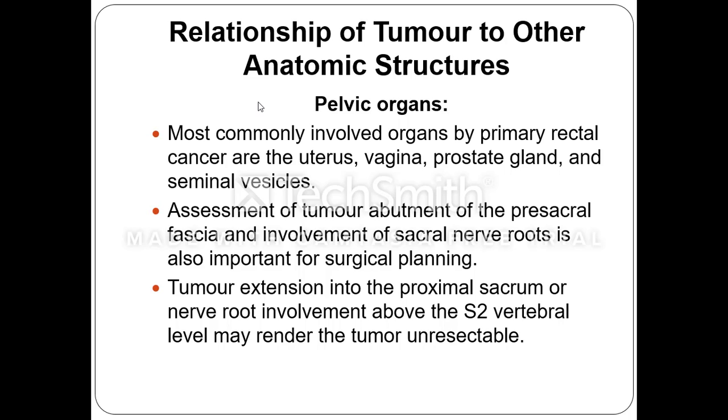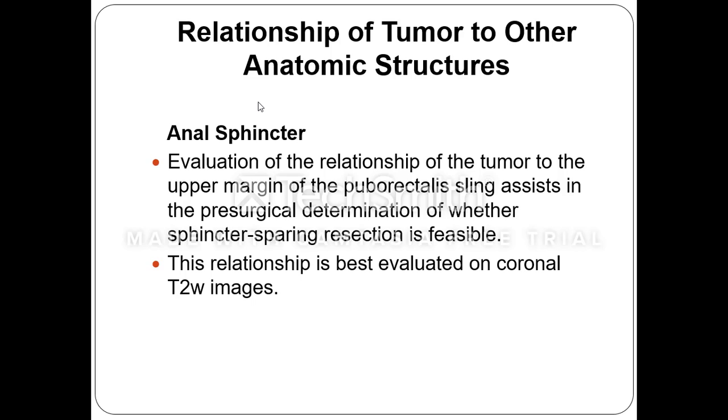Relationship of the tumor to pelvic organs. The most commonly involved pelvic organs are uterus and vagina in females and prostate and seminal vesicles in males. Assessment of tumor to the presacral fascia and involvement of sacral nerve roots is also important for surgical planning and should be mentioned if these are involved. Tumor extension into the proximal sacrum or nerve involvement above S2 vertebral level renders the tumor unresectable.